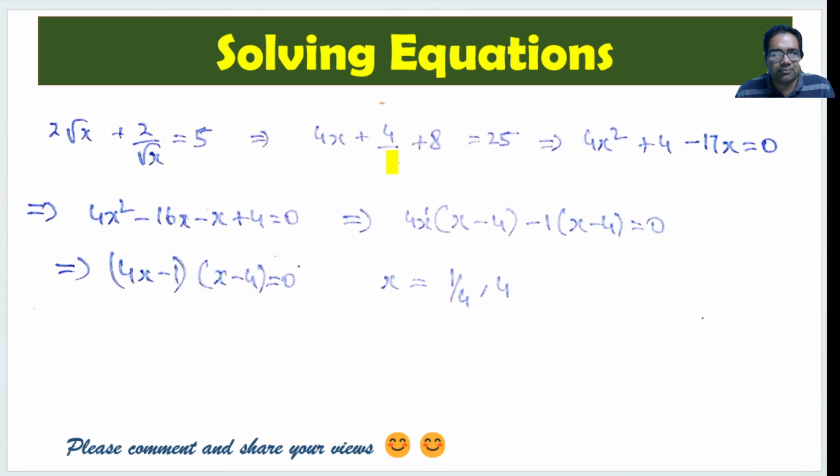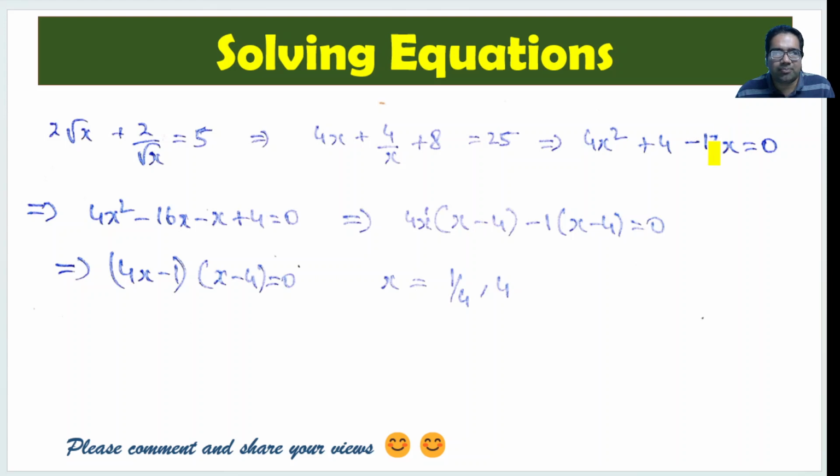What does that become? x into 4x square plus 4 plus x into 8x equals 25 into x, 25x. So 8x minus 25x is minus 17x. Let's bring it to the left side. 4x square plus 4 minus 17x. Minus 17x we can write it as minus 16x minus x.